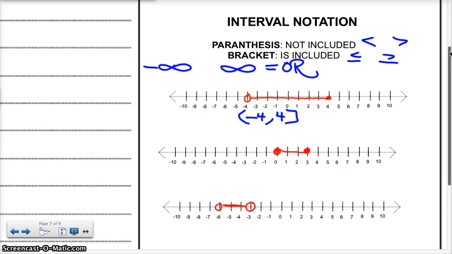Okay? -4, comma, +4. How do I know it's not a point? Because I have this bracket, and I have the number line. So I know it's not a point on the graph. Another one.